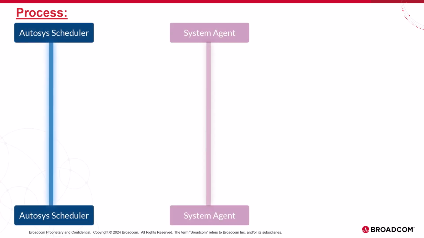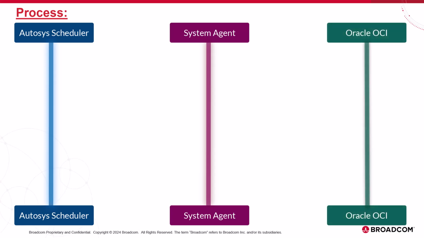We start with the three main components: the AutoSys scheduler, the system agent, and the Oracle OCI server. The AutoSys scheduler submits the POJO job to the system agent. The system agent acknowledges the job from the scheduler and initiates communication with the Oracle OCI server.